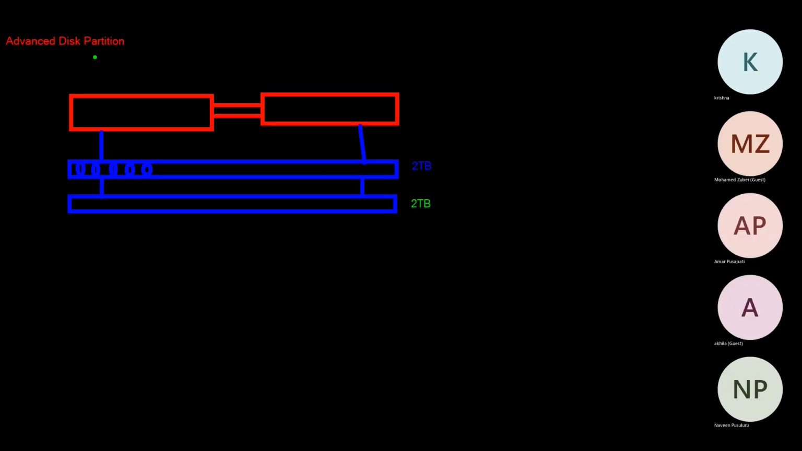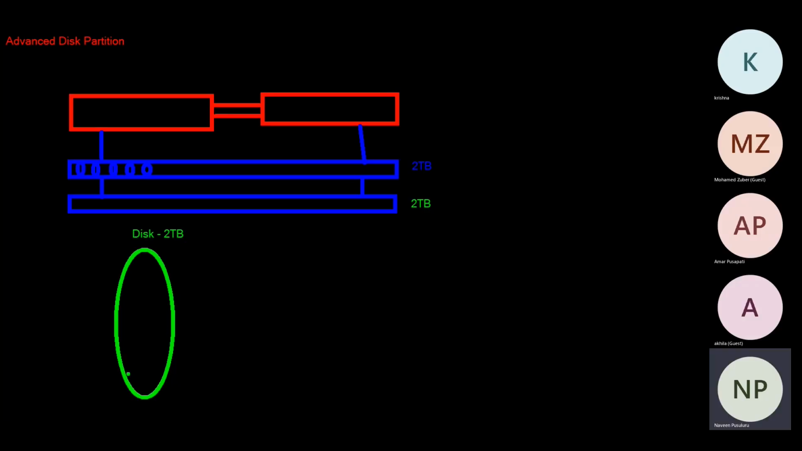These are advanced disk partition disks. That means there is a technology called ADP which is already applied on top of these disk shelves. Generally, this is my disk, and let's assume this is of a size of 2 TB. What ADP is going to do is divide this particular disk into two partitions, logically.